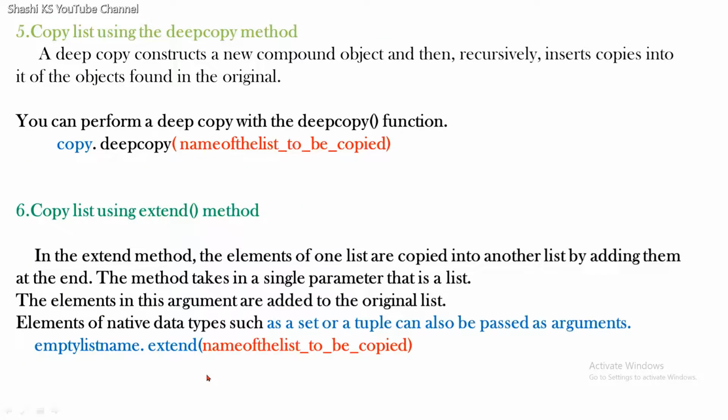You can also copy a list using the deep copy method, and the syntax is the copy module name dot deep copy function and the name of the list to be copied. The last way is to copy the list using the extend method. You create an empty list and then say empty list name dot extend and then the name of the list to be copied. So elements of one list are copied into another list by adding them to the end of the list using the extend method. Not only a list, a set or a tuple can also be passed as arguments to the extend method.